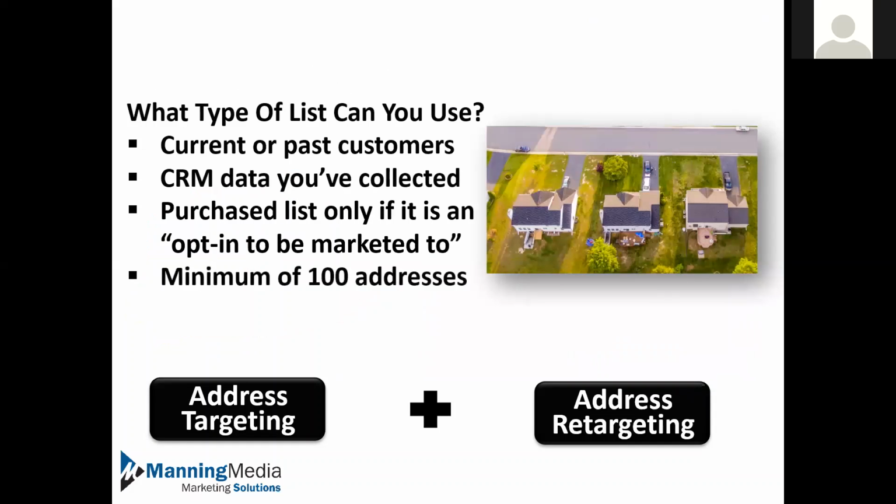So what type of lists are good to use? Well, you can use your current or past customers. You can use CRM data that you've collected from your CRM system. Purchased lists only if it is an opt-in to be marketed to. You will need at least a minimum of 100 addresses to make address targeting work.